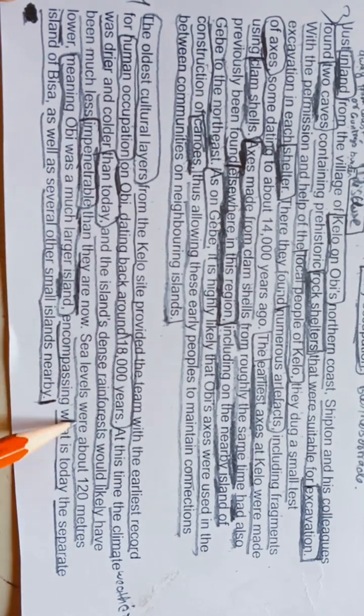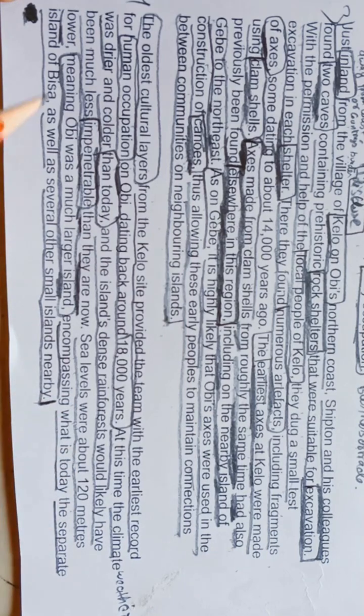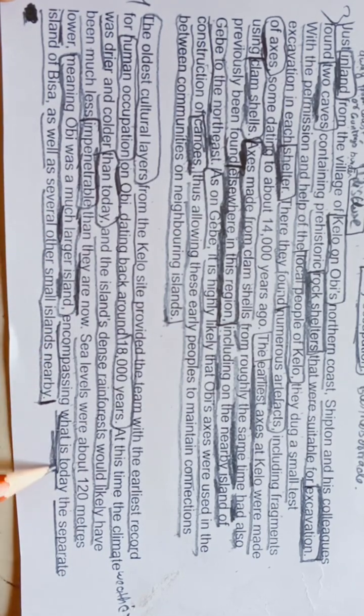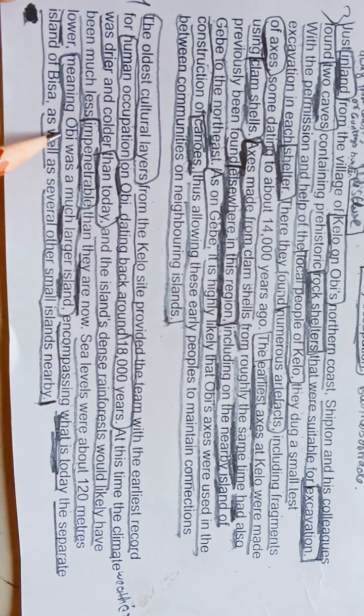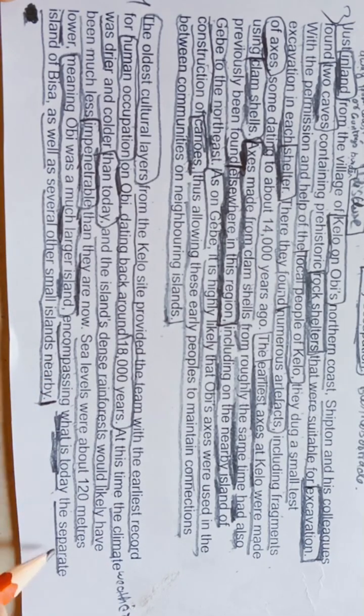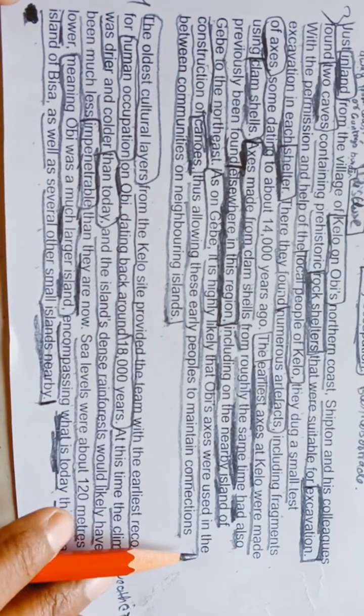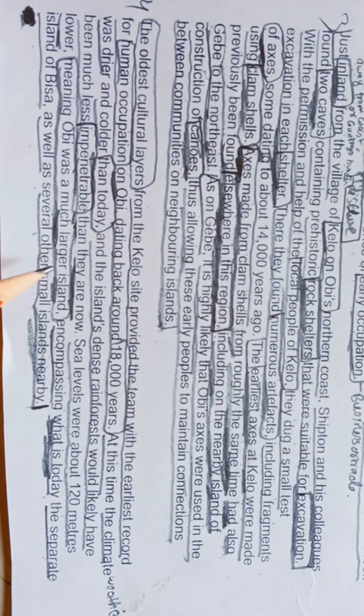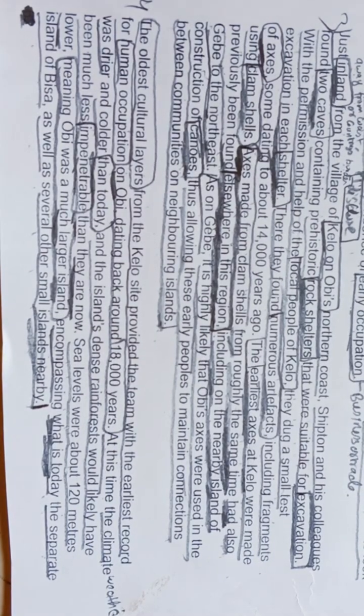So what they are saying is that sea levels were about 120 meters lower, meaning Obi was a much larger island. Compared to today, Obi was a much larger island in the past, encompassing what is today the separate island of Bisa as well as several other small islands nearby. So here they are saying that Obi was a greater island in the past, in comparison to the present. Let's see whether we are getting our answer or not.